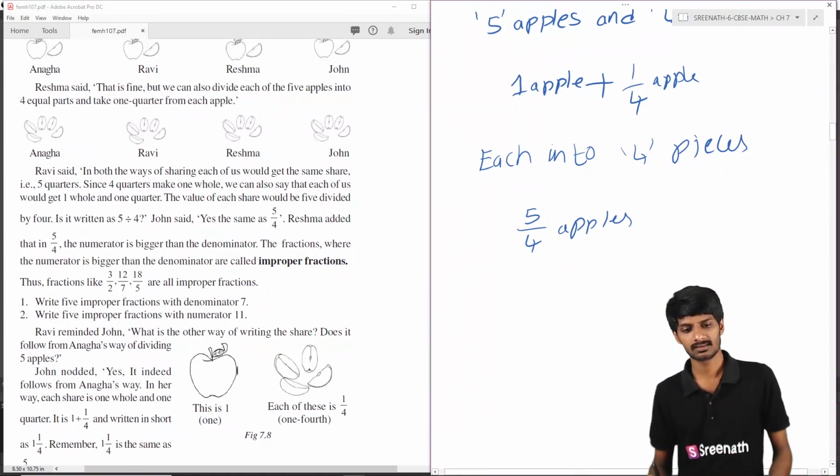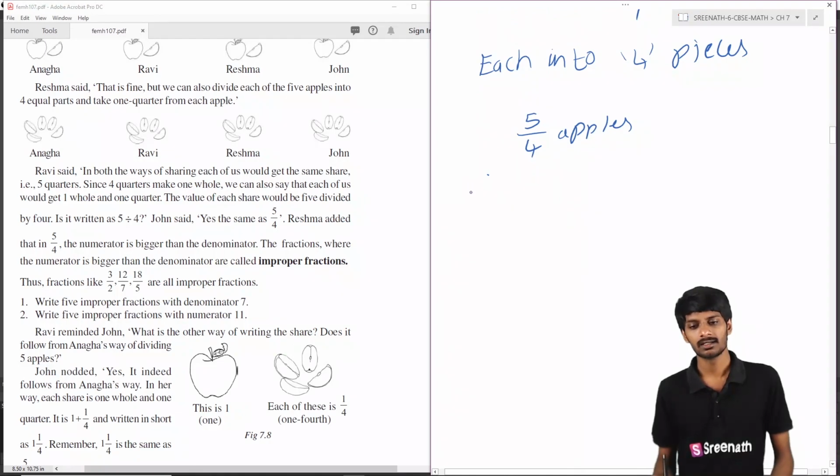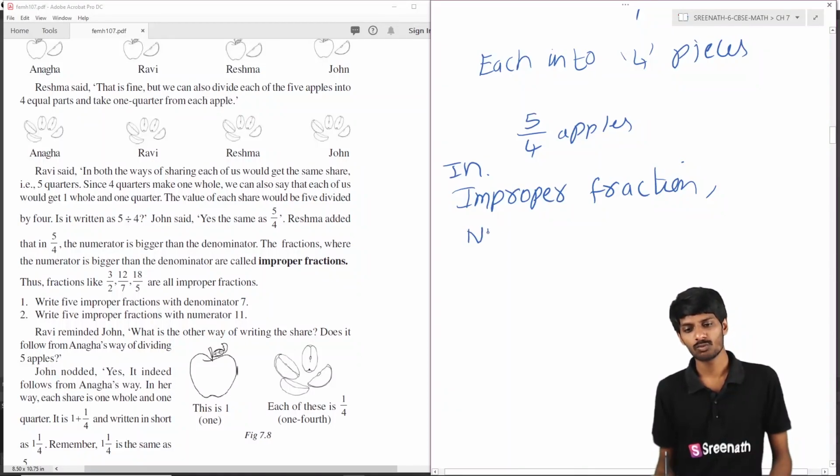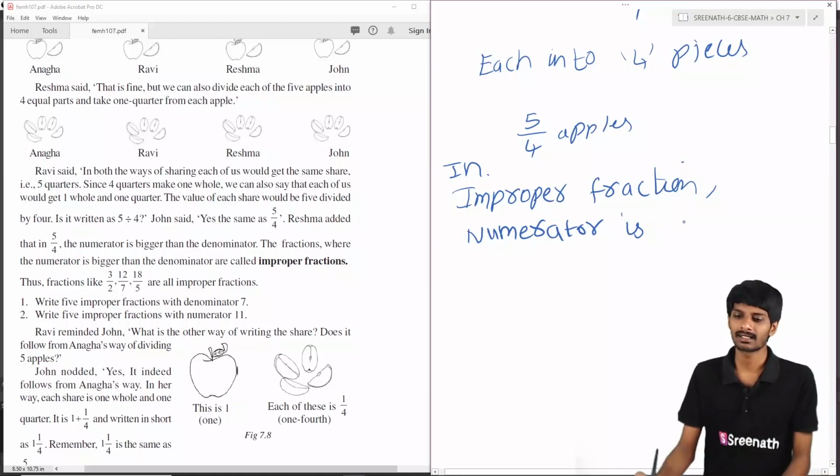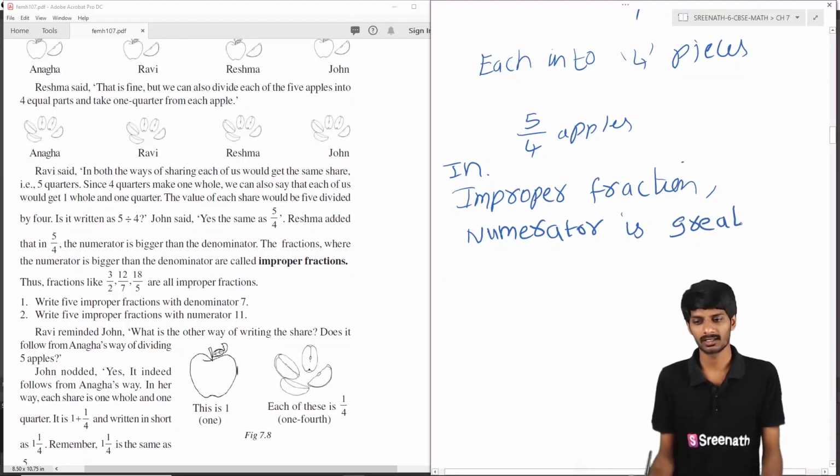So students, the fractions where the numerator is bigger than the denominator are called improper fractions. Here you can see the improper fractions. Proper fraction, improper fraction: in an improper fraction, the numerator is greater than the denominator.